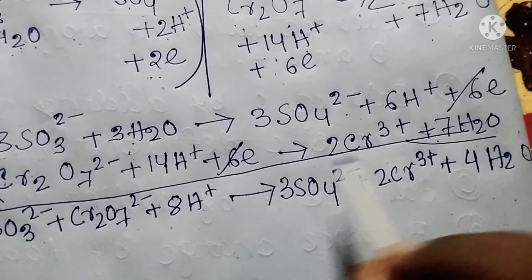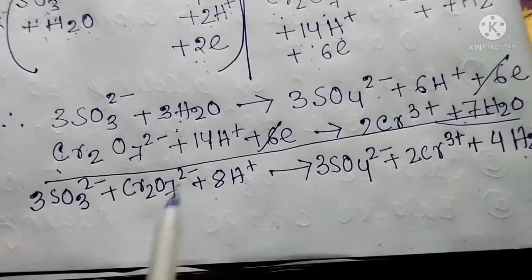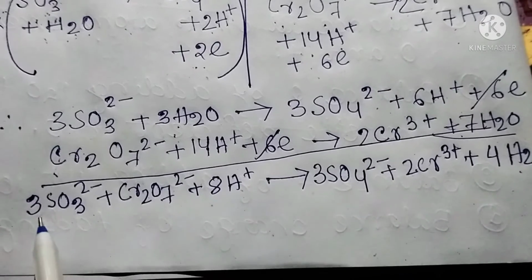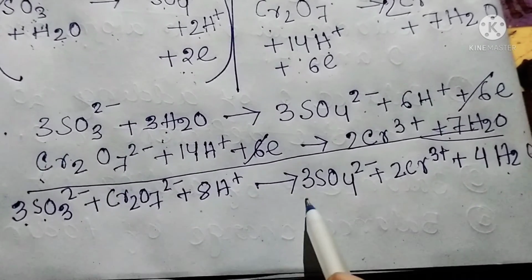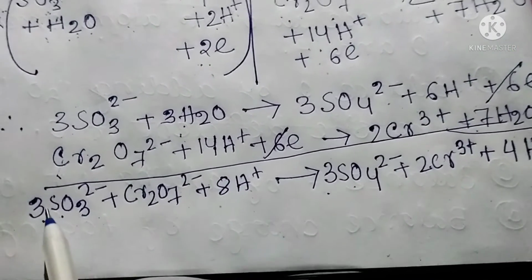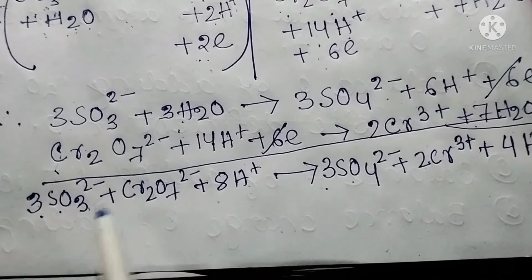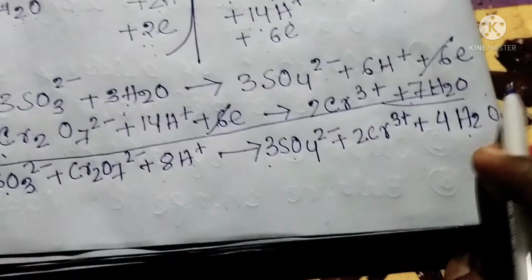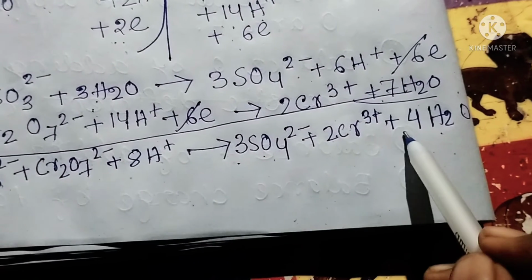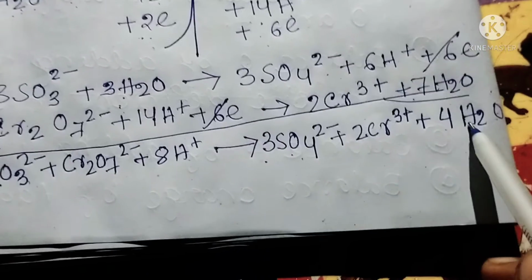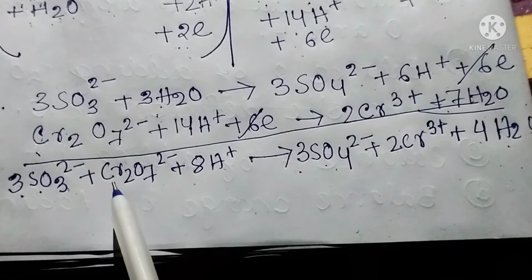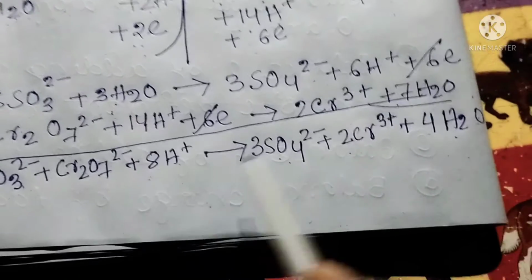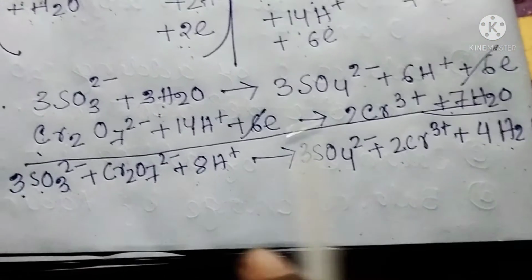This is cancelled and this is here we get. So now let's see if the equation is balanced or not. How we calculate? Here 3 sulfur is present, here also 3 sulfur is present. Now oxygen, here 3 3s are 9 and 7, that means 16 oxygen are present here, and here 3 4s are 12 plus 4 oxygen, 16 oxygen are present here also. Now here Cr2, 2 chromium, here 2 chromium, 8 hydrogen, 4 2s are 8 hydrogen. So this equation is balanced.